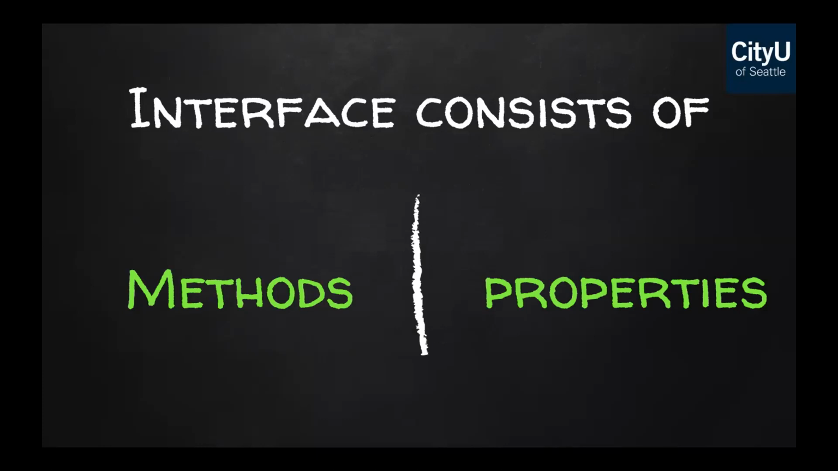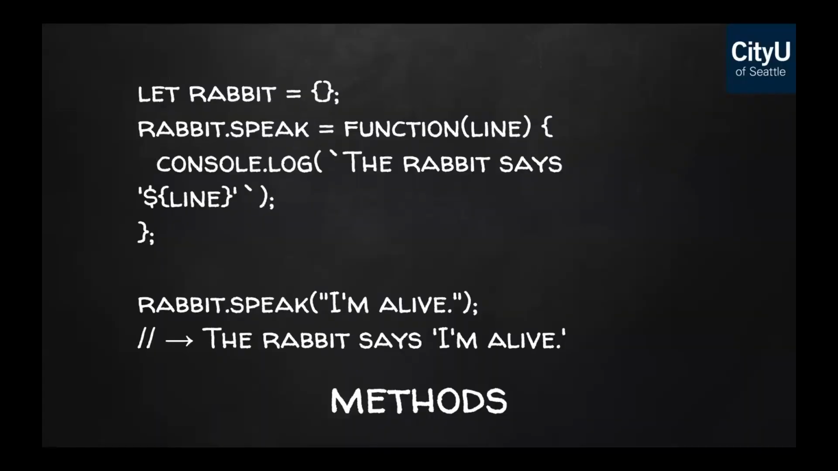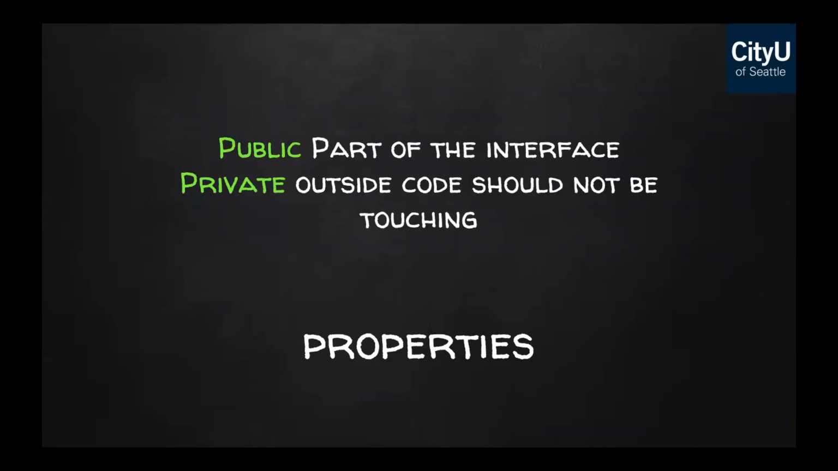An interface can consist of methods and properties. Methods can also be called class functions. Properties are things like strings, objects, and object arrays. Properties that hold function values are called methods. This is from the textbook, and that's all about this one.